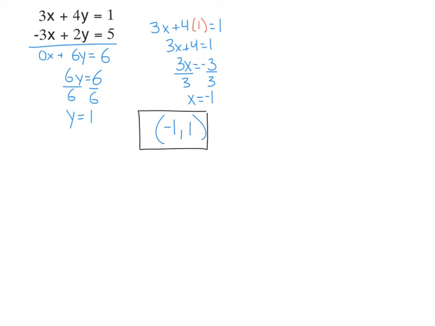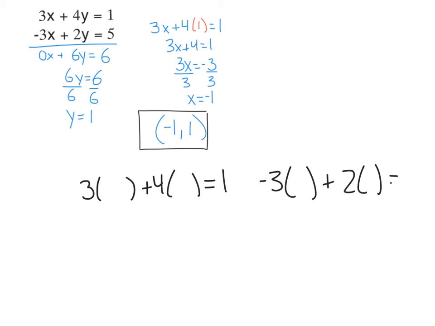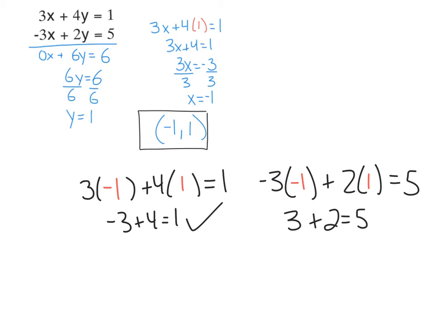My final step is to check to make sure that my solution works in both equations, not just one, because that's what it means to be a solution to the system. So instead of 3x plus 4y equals 1, and negative 3x plus 2y equals 5, I substitute in my x and y, making sure that I put them in the correct places, and I see if these come out true. Negative 3 plus 4 equals 1, so I know that this is a solution to my first equation. And 3 plus 2 equals 5, so I know that this is also a solution to my second equation.